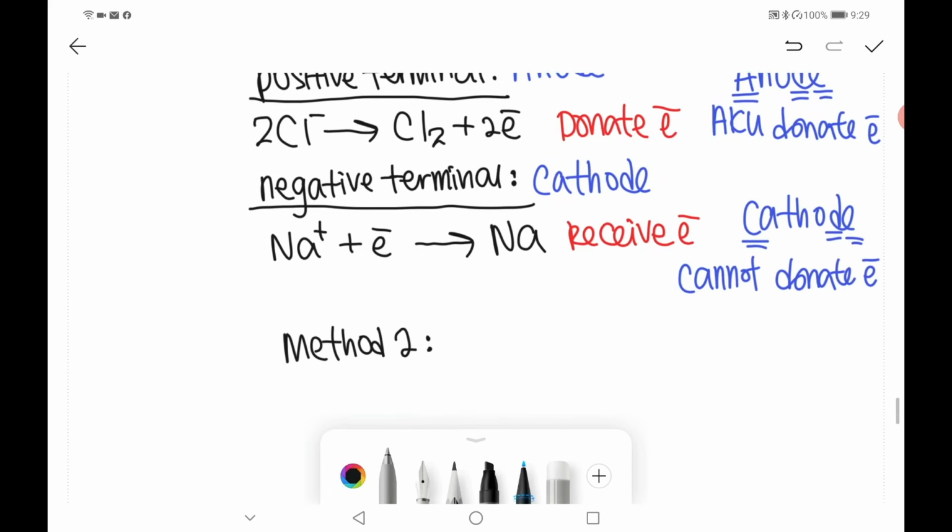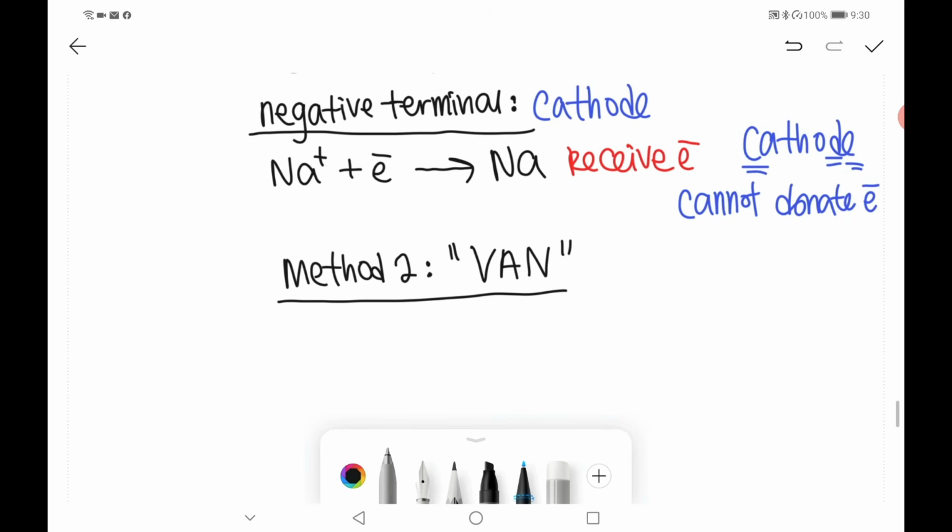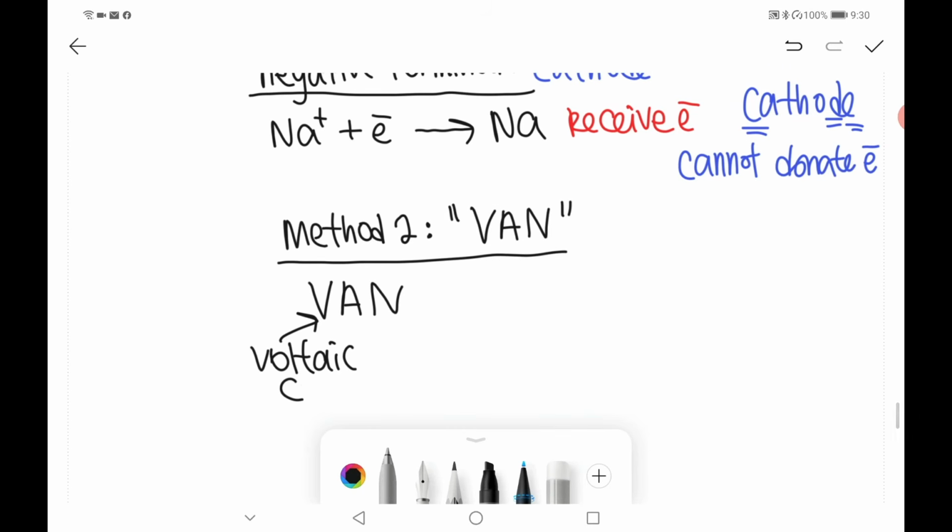Okay, method number 2. We use a concept called VAN. What do we mean by VAN? Let me teach you how to use VAN to decide. VAN stands for this: V stands for Voltaic Cell, A stands for anode, N stands for negative terminal. This is how we memorize it.